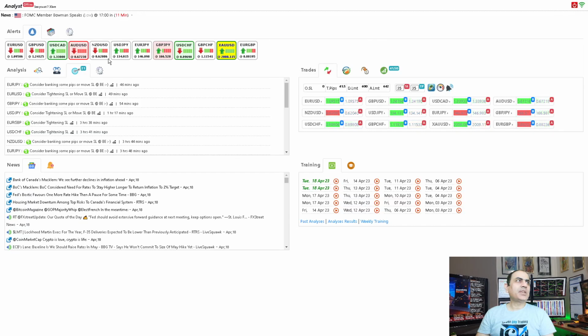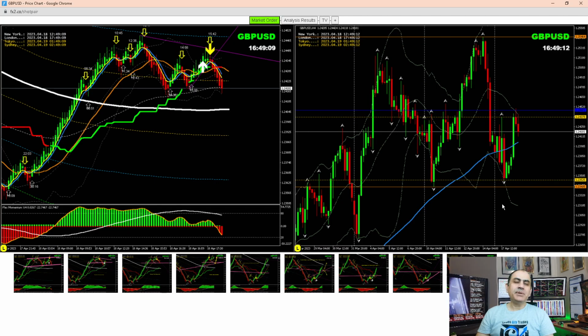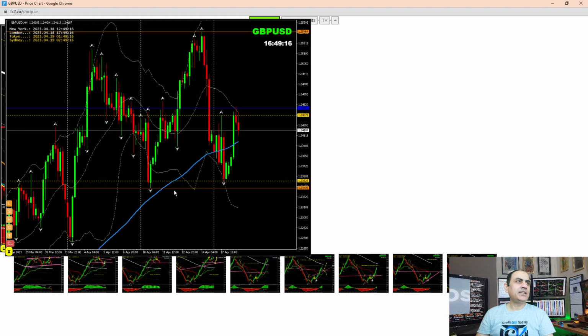And let's move into the cable, Pound Dollar. Pound Dollar, more or less the same pattern we had. If you look at the 4-hour chart, the price was at the support level, as you can see here, where price previously respected. When we look at the price action here, we can see a bullish inside candle pattern at the support level.